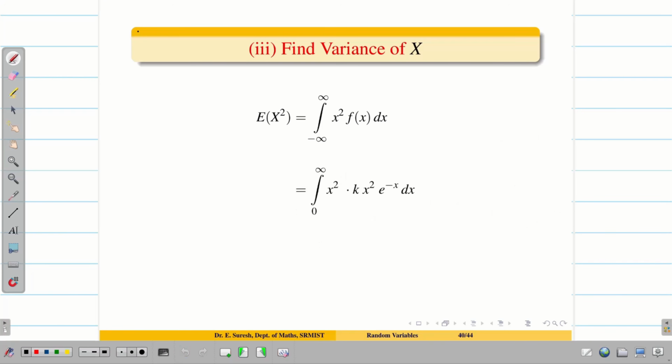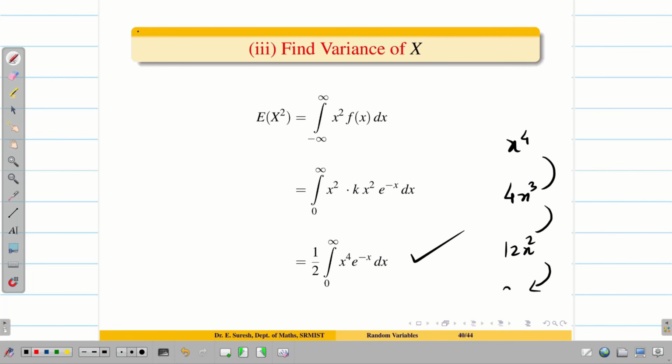So I can take this 1 by 2 outside, and then multiplying this x square with x square, we get this. Again we have to apply Bernoulli's formula and it is not very tough. You see here, x power 4 differentiation is 4x cube. 4x cube differentiation is 12x square. 12x square differentiation is 24x. 24x differentiation is 24, and then we have 1 by 2 outside. So my answer is going to be 12. I can easily guess this, but we have to write in a proper way.